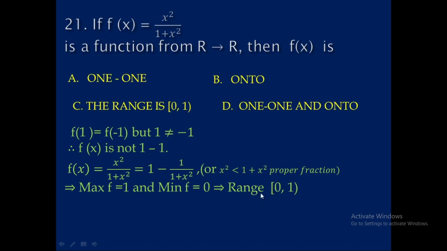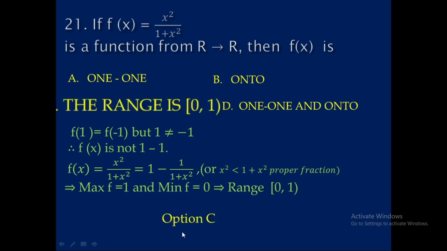Therefore, the range of this function is the semi-open interval 0 to 1, where 1 is not included. The codomain is equal to the set of real numbers. Range is not equal to codomain. Therefore, this function is not onto, neither one-one nor onto, but the range of this function is always the semi-open interval 0 to 1. Therefore, option C is the right option. The correct option is option C.